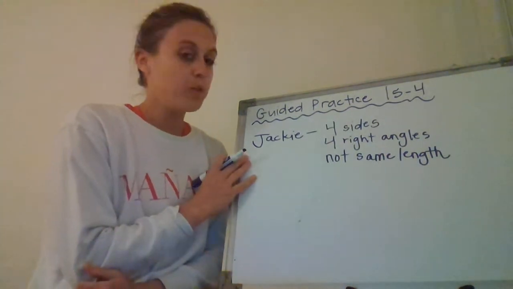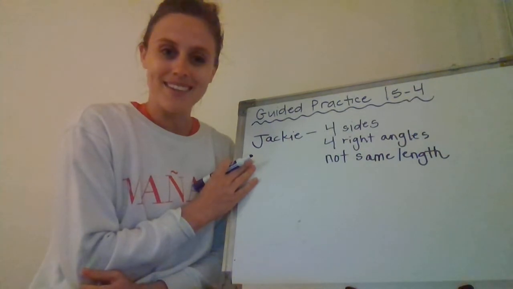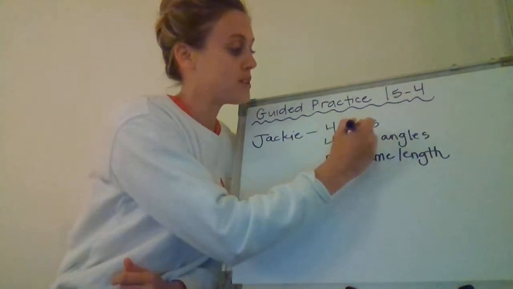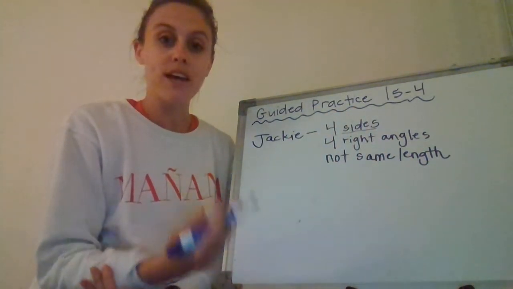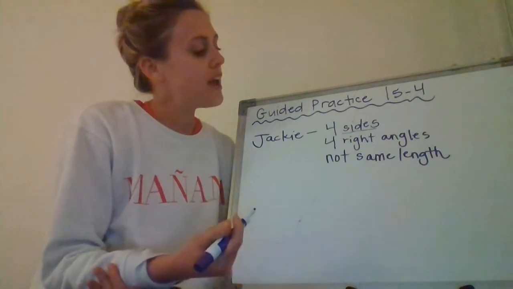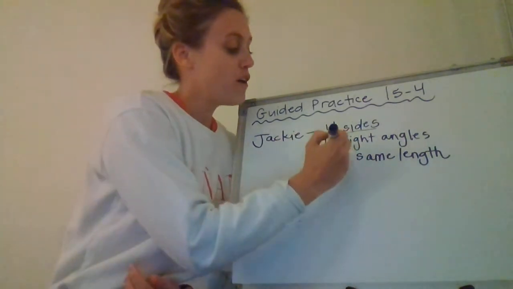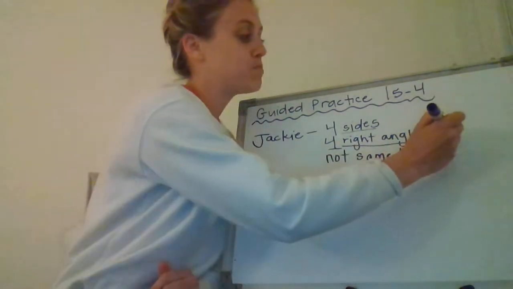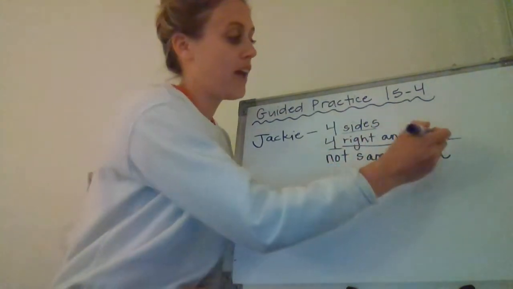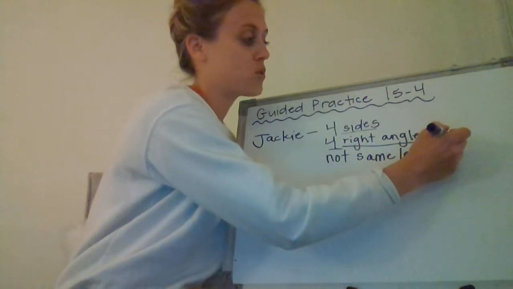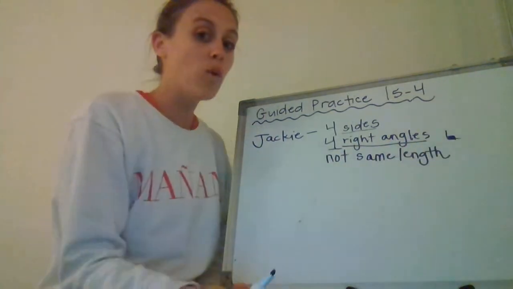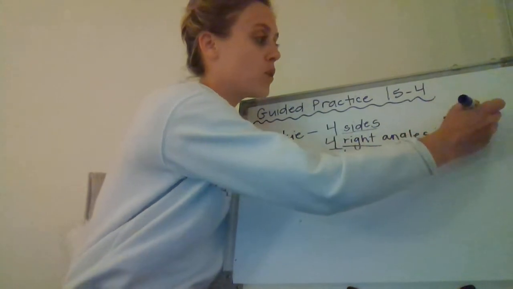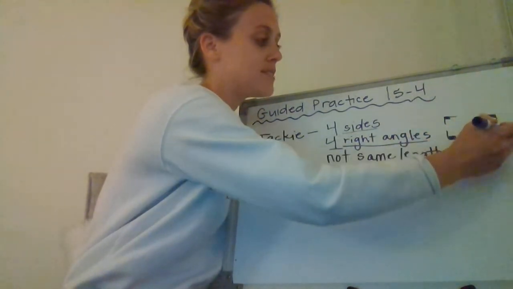So for our first one, we have Jackie, which you guys know is my sister's name. Jackie drew a quadrilateral, and I know that because it has four sides. Any shape that has four sides is a quadrilateral. Then her quadrilateral has four right angles. We know right angles are those perfect square angles because you could make a perfect square inside. Now, if she has four, we know it's going to look something like this, where all four sides, okay?